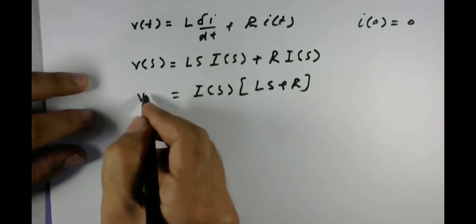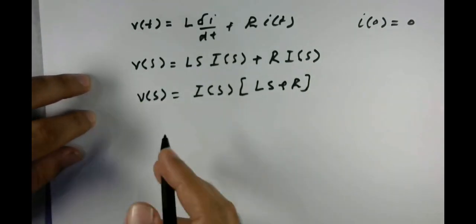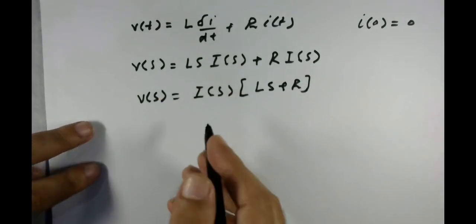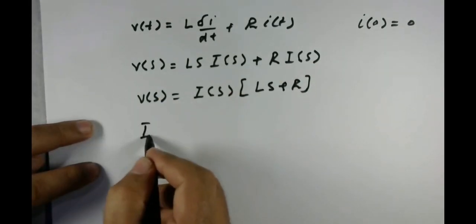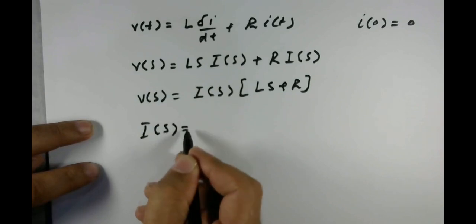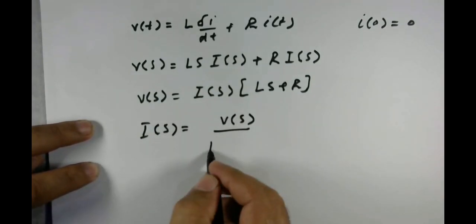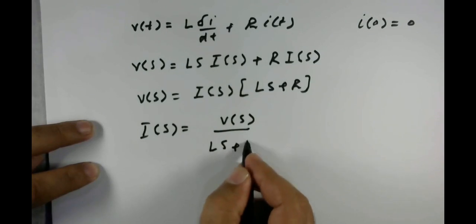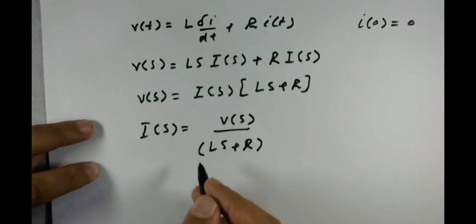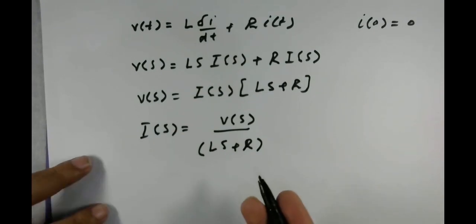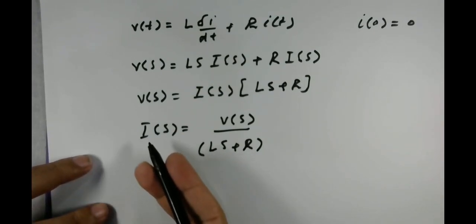Okay, and here this is V of s. You know that this was u of t, so this will be 1 by s. But let's go this way. So I of s will be V of s over Ls plus R. Okay, so this is your I of s.